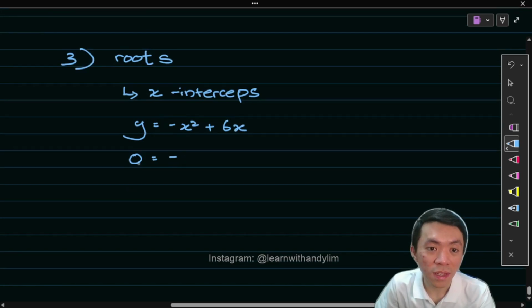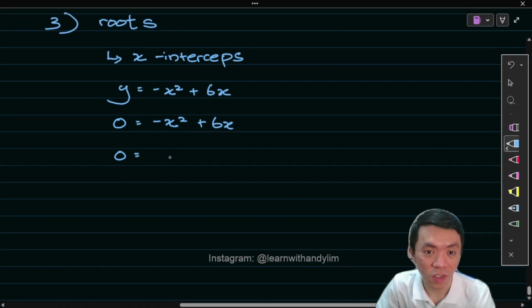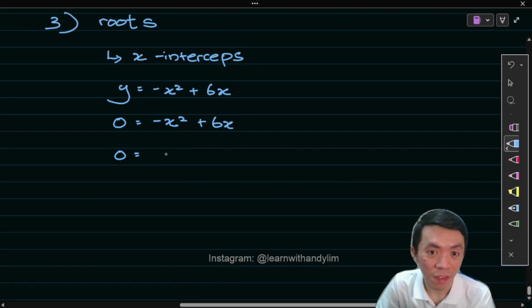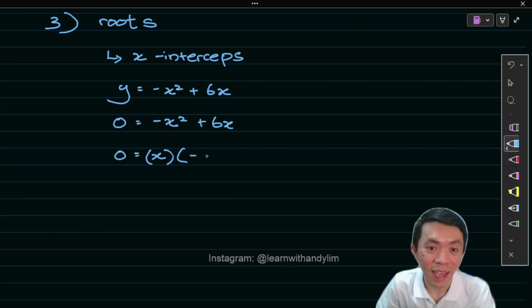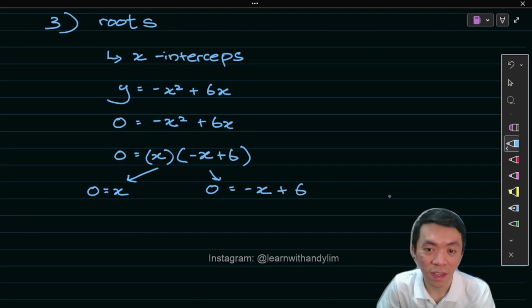So what happened here? I'll have 0 equal to negative x squared plus 6x. We need to solve for x. One way to solve it, I can use factorization. I can factor out the x. When I factor out the x, I'm left with negative x plus 6. This will give me two solutions. The first one, 0 is equal to x. The second one, 0 is equal to negative x plus 6.